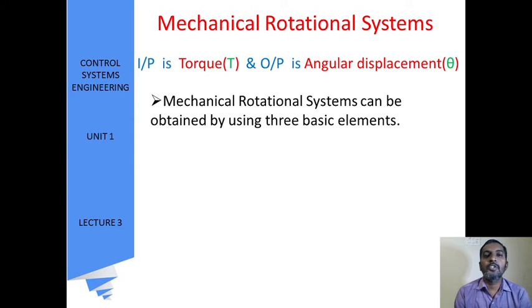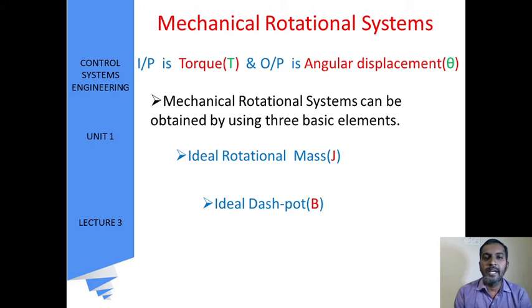So a mechanical rotational system can be obtained by using three basic elements: ideal rotational mass, which can be represented as J, ideal dashpot, which can be represented with B, and ideal spring, which can be represented as K. I repeat, ideal rotational mass is J, ideal dashpot is B, and ideal spring is K.